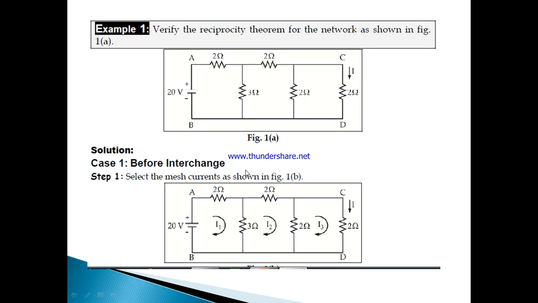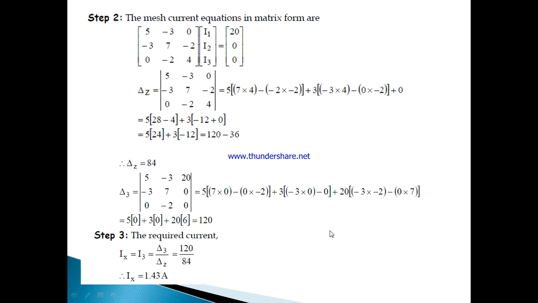Z23 is nothing but the mutual impedance between loop 2 and loop 3, and only the 2 ohm resistor is present. The sign for this 2 ohm should be negative because I2 and I3 are flowing in opposite directions. So minus 2. Similarly, Z31 is nothing but Z13, so directly I have written here. Z32 is nothing but Z23, so directly I have written here.